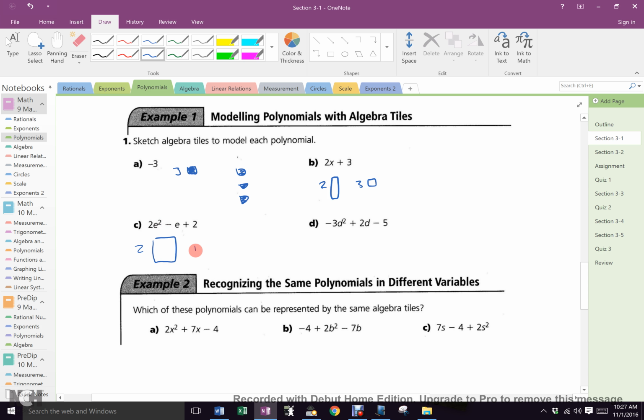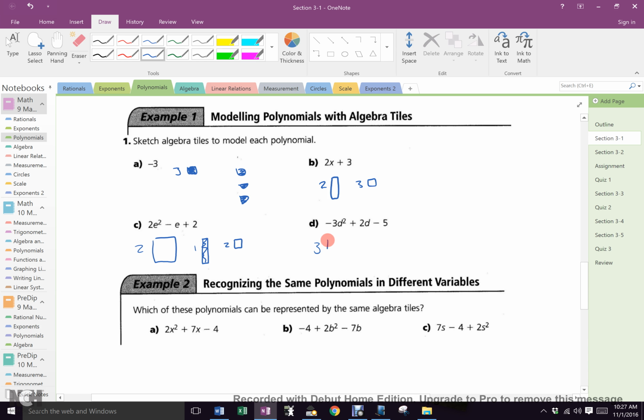1 bar. Colored or not? Colored. Colored, because it's negative. And how many little guys? 2. 2 little guys, colored or not? Not colored. Not colored, because they're positive. Excellent. Ethan, what's D?